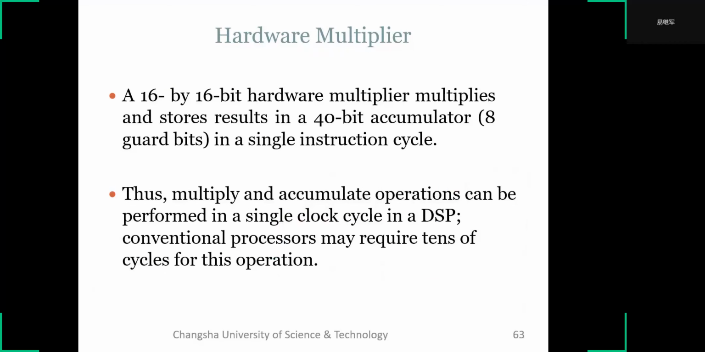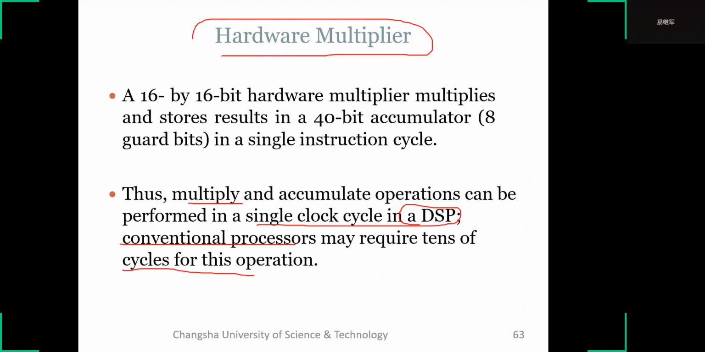Hardware multiplier: a 16 by 16 bit hardware multiplier stores results in a 40-bit accumulator in a single instruction cycle. Thus, a multiply and accumulate operation can be performed in a single clock in DSP. A conventional processor may require tens of cycles for this operation. The hardware multiplier is very fast.